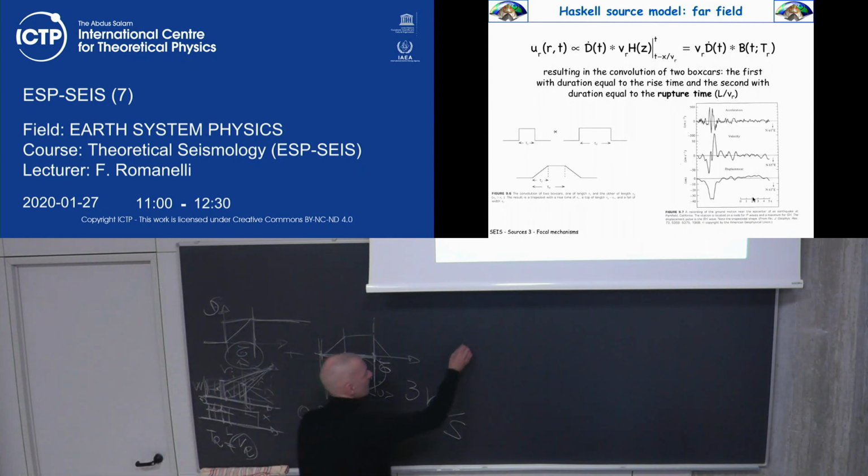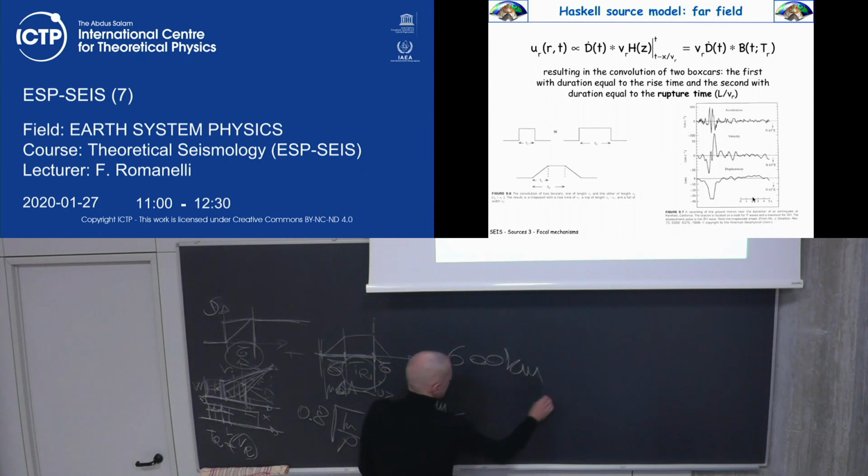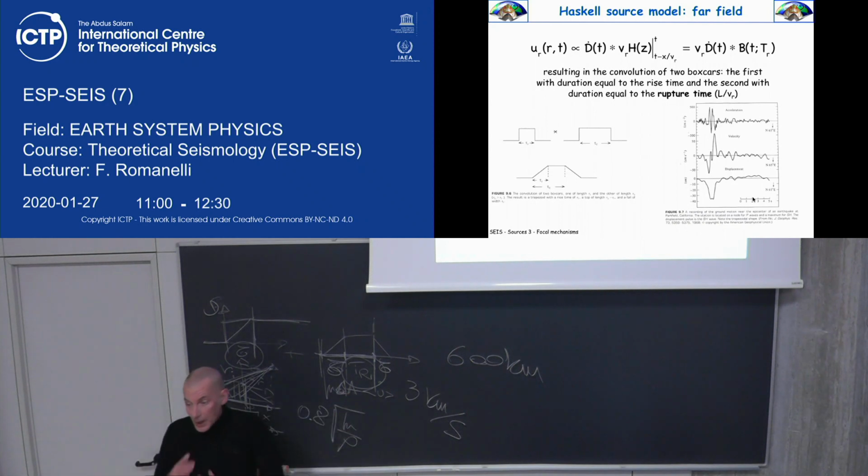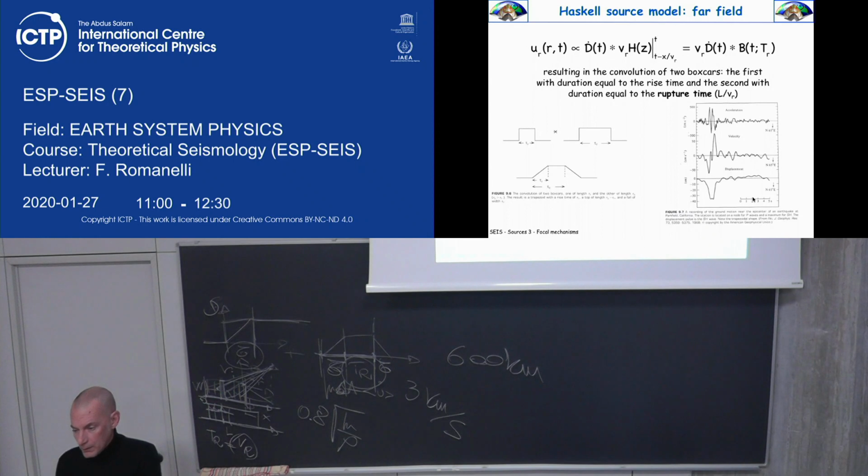But now let's take a 600 kilometers fault rupture. How much is it? 200. It's not rocket science. It's 200. So let's take 3 minutes. Good. Is 3 minutes longer than 1 second? Yes. Okay. So for large earthquakes, TR is longer than tau. Is that fine? Good.